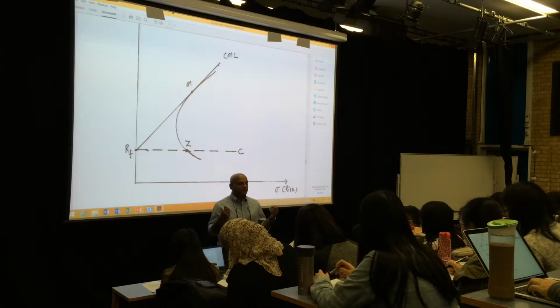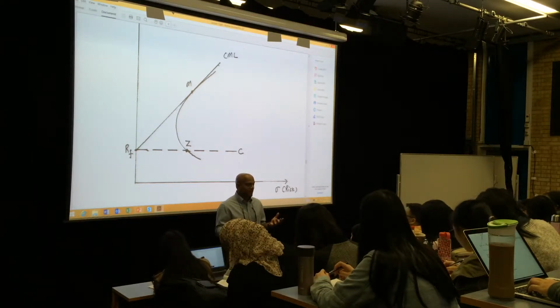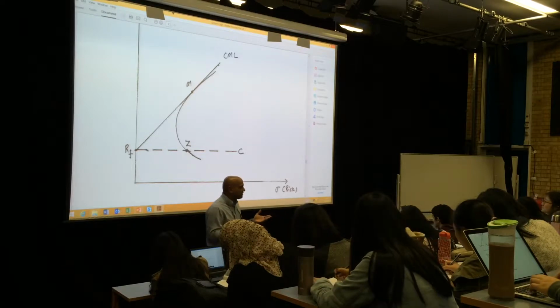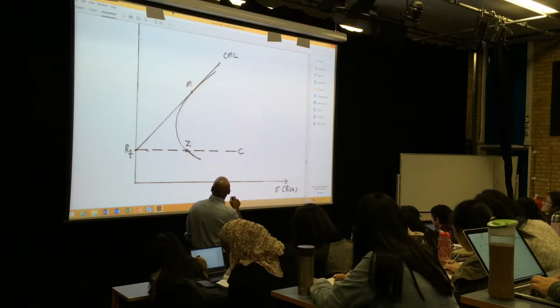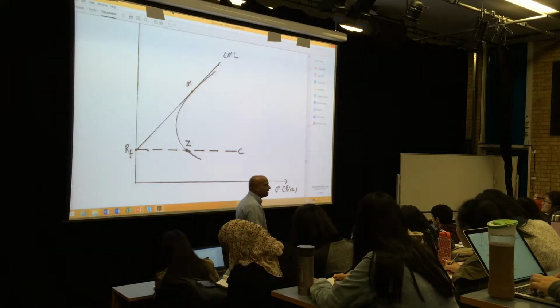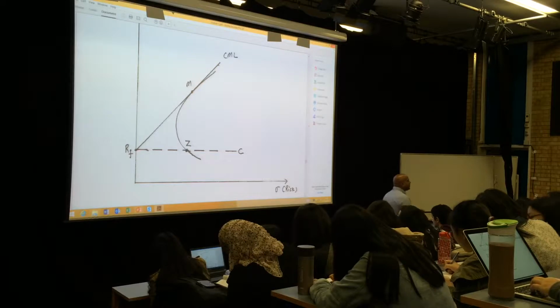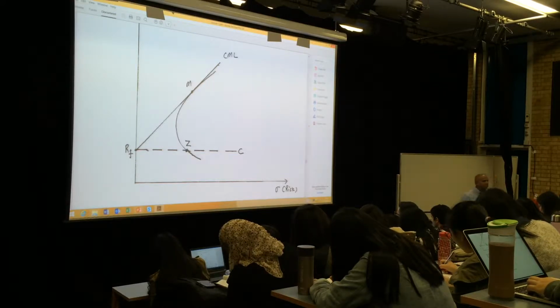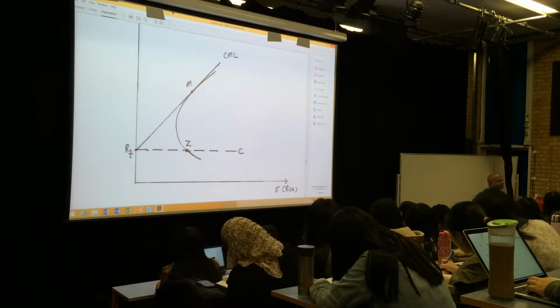Both lines are describing the relationship between risk and return, right? Both lines are showing the relationship between risk on the horizontal axis and expected return on the vertical axis. And the difference is what? That's the similarity. What is the difference? One is for beta, one is for total risk.